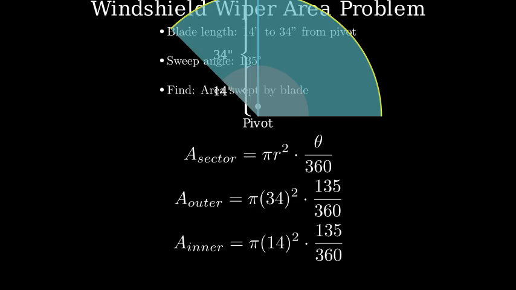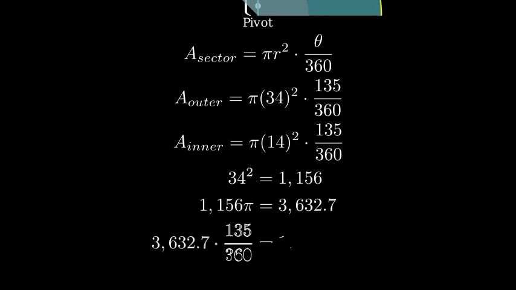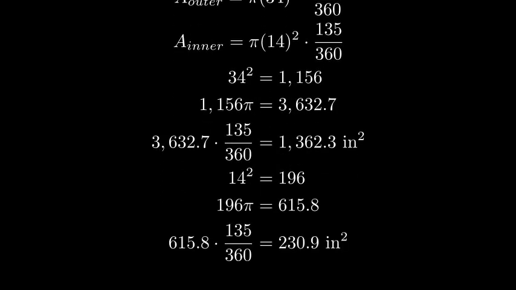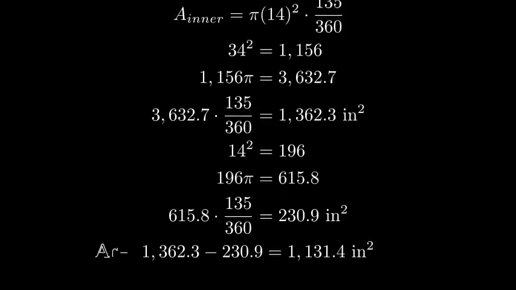Now let's solve step by step. For the outer sector, 34 squared is 1,156 times pi is 3,632.7 times 135 over 360 equals 1,362.3 square inches. For the inner sector, 14 squared is 196 times pi is 615.8 times 135 over 360 equals 230.9 square inches. The area swept by the wiper is the difference.